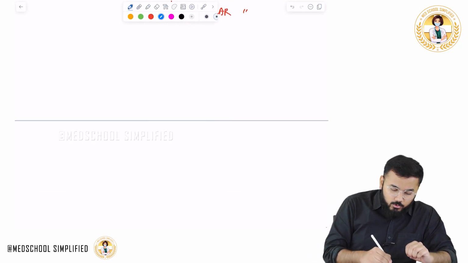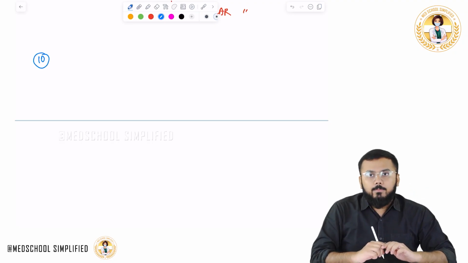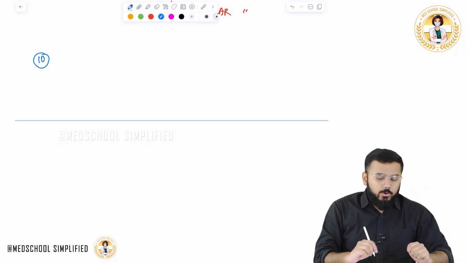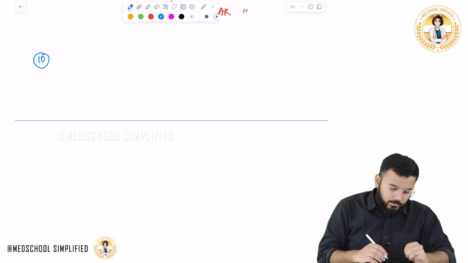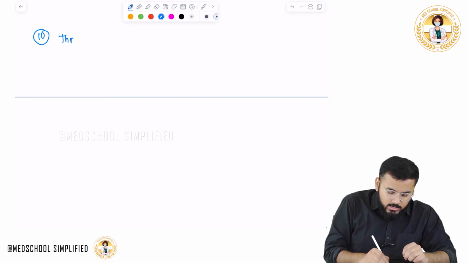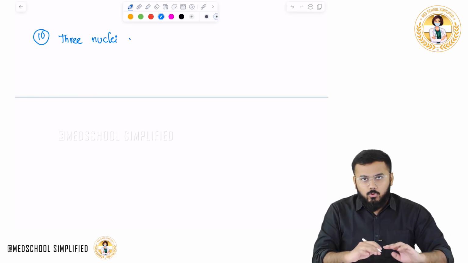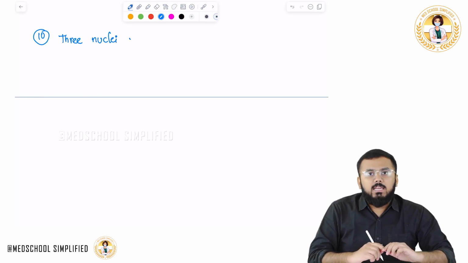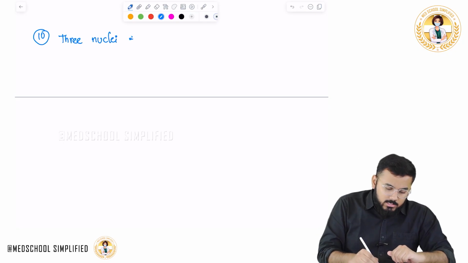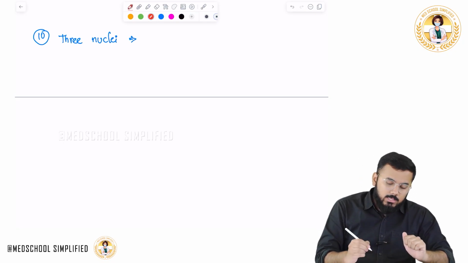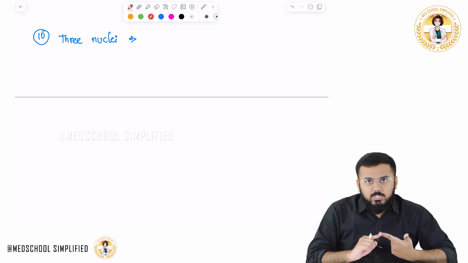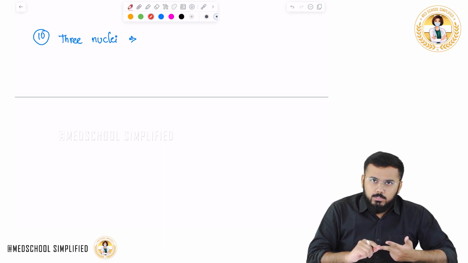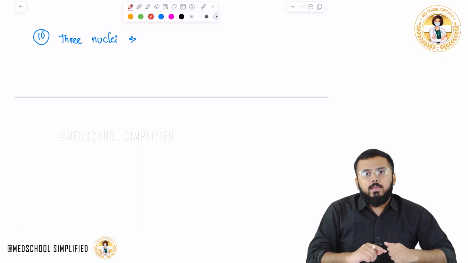So are these done? No, still we have a few important things to discuss. Let us say number 10. Next important thing is, what are the three nuclei that are present within the cerebellum? Basically these nuclei are present in the roof of the cerebellum, so you call them the three roof nuclei. These three nuclei are the Emboliformus, the Fastigius, and the Globose.